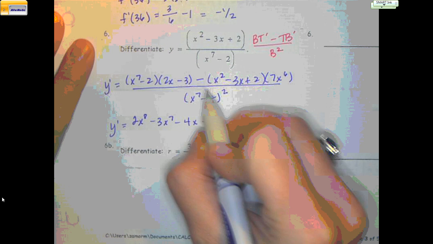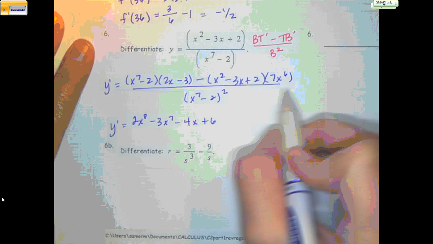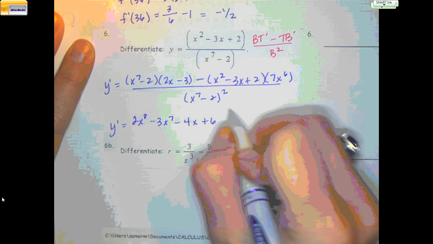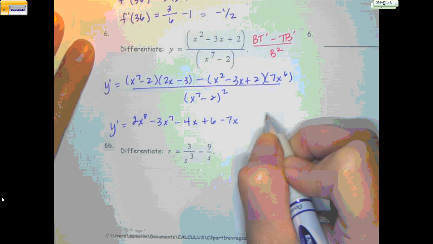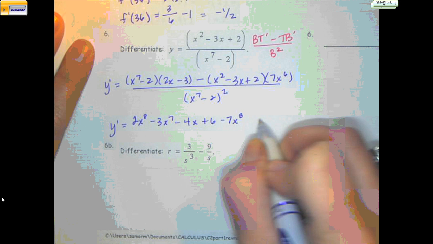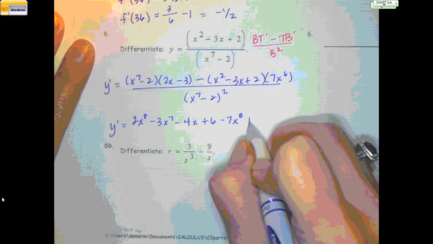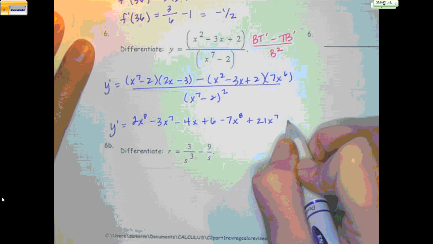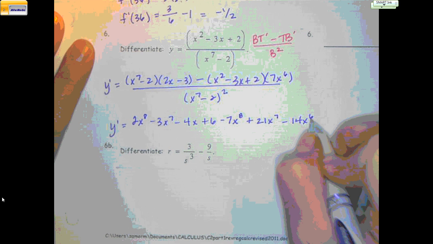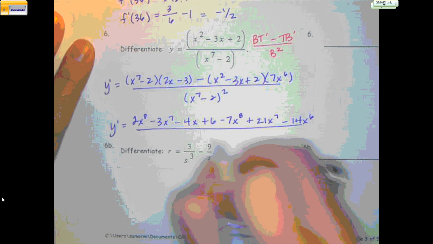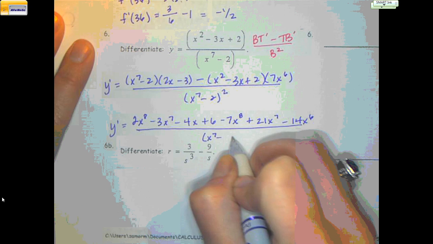Over here on the right-hand side, I'm going to distribute the negative and the 7x to the 6th at the same time. So that I have negative 7x to the what? 8. Good job for adding the exponents. Then I'm going to have positive 21x to the 7th. Then I'm going to have negative 14x to the 6th. Hope somebody's double checking me and making sure I'm doing this right.